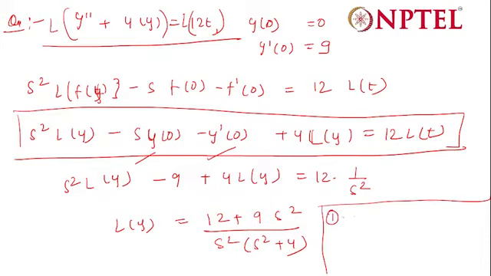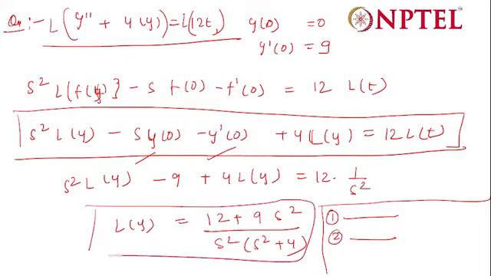So what is the method to solve the differential equation? First, take Laplace transform and convert your differential equation into an algebraic equation. Then take inverse Laplace and convert your solution back into the time form. So now we got that the Laplace transform of y is 12 plus 9 s square divided by s square into s square plus 4. We will take Laplace inverse on both sides.